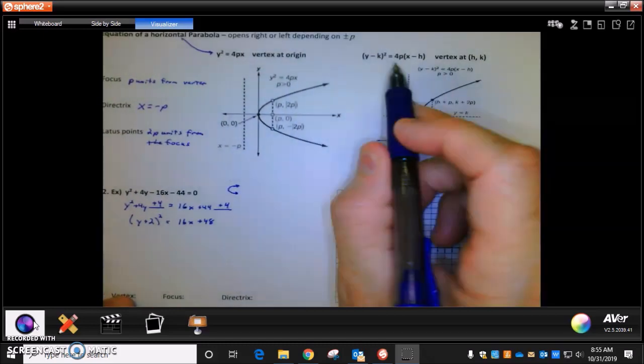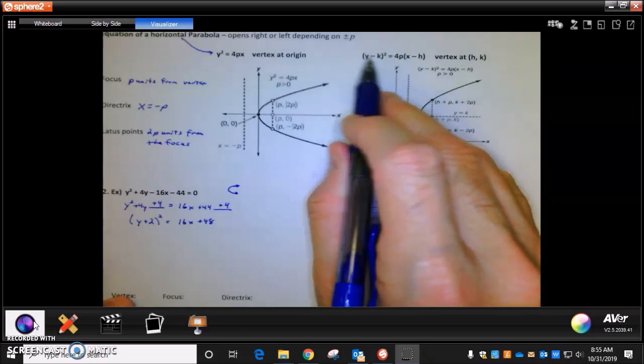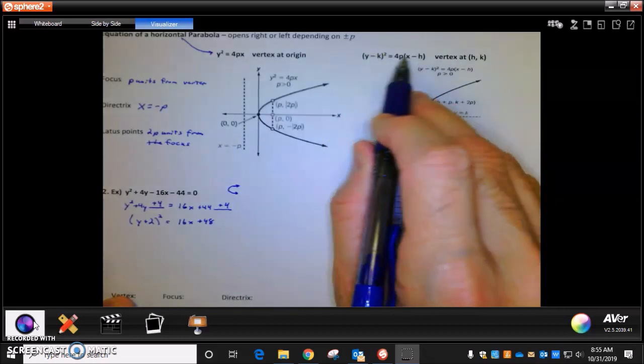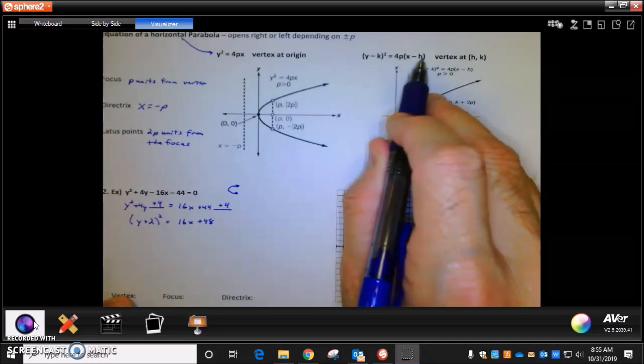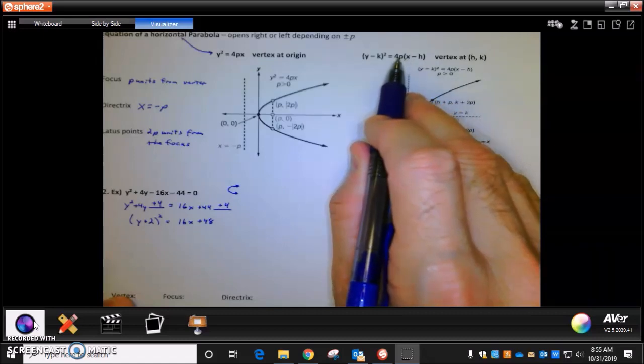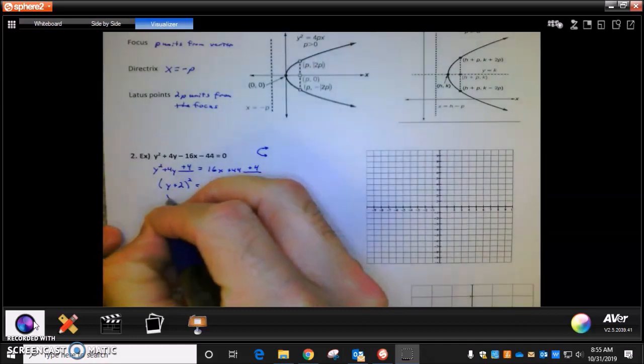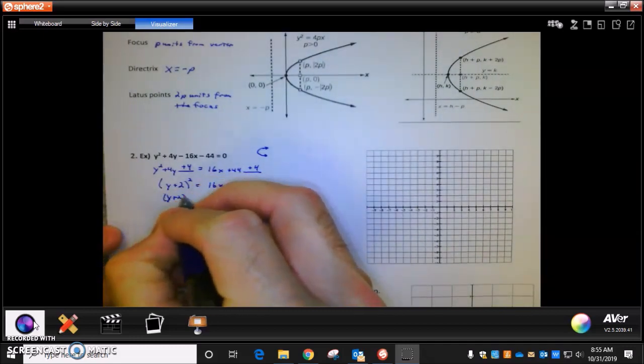Okay, this is what I want it to look like. I've got the (y plus 2) squared, so I've got a perfect square on the left. Over here, I need to have an x minus some number in parentheses. There should be nothing in front of the x. Anything in front of the x should be factored out here. So let's take a look at what we've got. So this is fine. (y plus 2) squared.